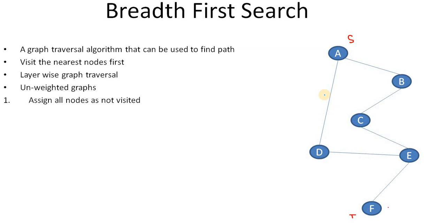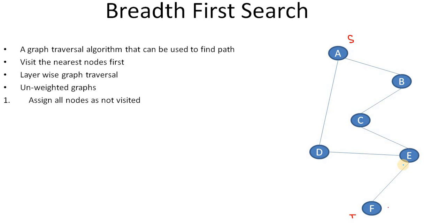Okay, now we shall see step by step how we can search the graph using the breadth first search algorithm, or BFS algorithm. So the first step is to assign all nodes as not visited. So this is our graph. We say the nodes A, B, C, D, E, F, all of them are not visited in the algorithm.